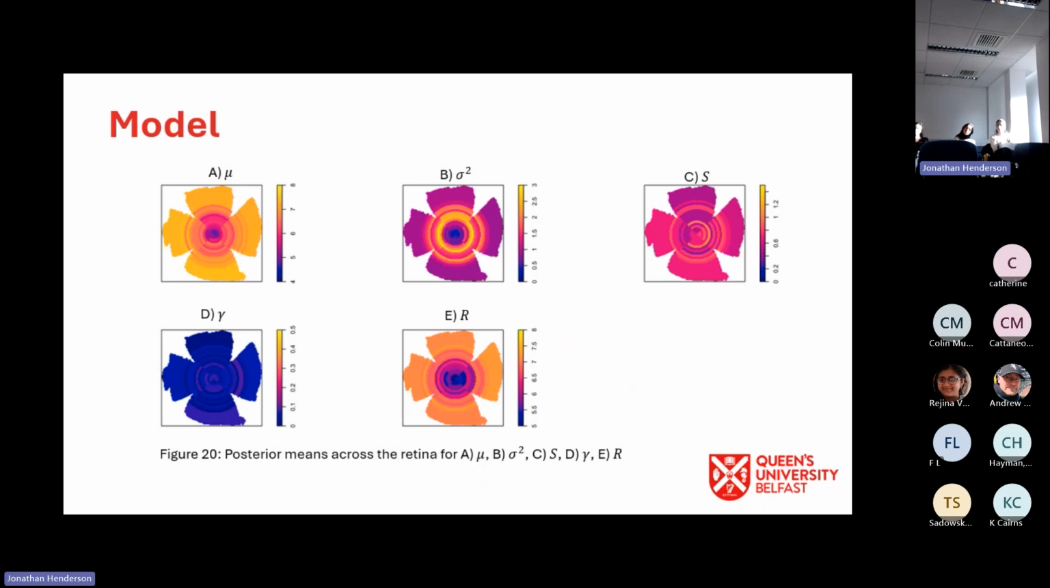And then we also have that our gamma is close to 0, but this is being driven by the fact that our cells have a physical size, so there'll be a distance where no other cell can inhibit really. So that's why we have values close to 0. And then for R, we see that our interaction radius increases as we get further out from the retina.